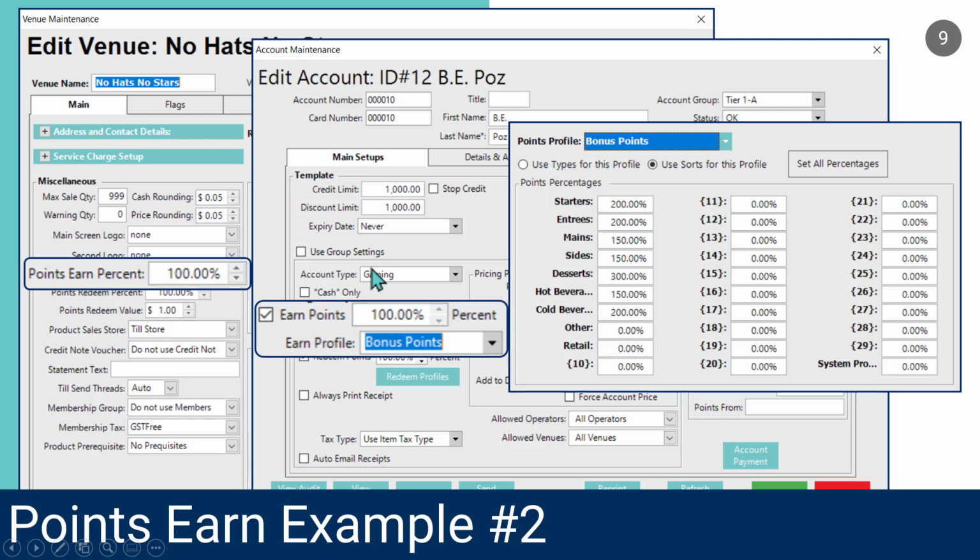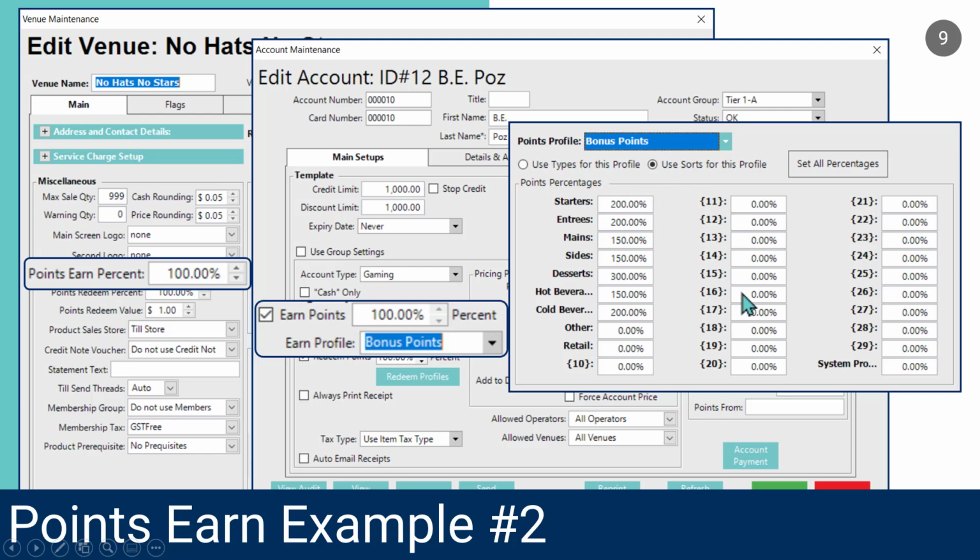And I should mention that for the rest of these points earned examples, we won't worry about the till's points earned profile. We'll just be overriding with the account level points earned profile setting, just to keep things streamlined here. So we'll just be worrying about whichever profile is set here at the account level. Now for this one, the venue and the account redeem percentages are still at 100%, but in this case, the account has been assigned this bonus points profile, which we can see here has all different percentages set for the product sorts in this case.